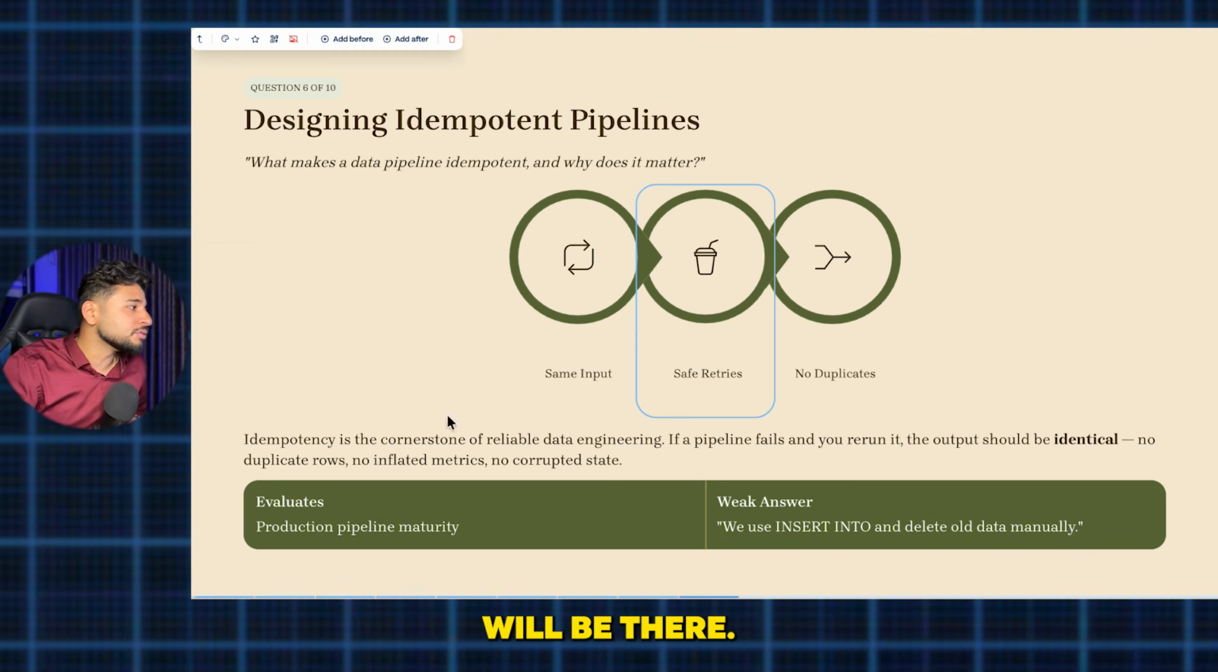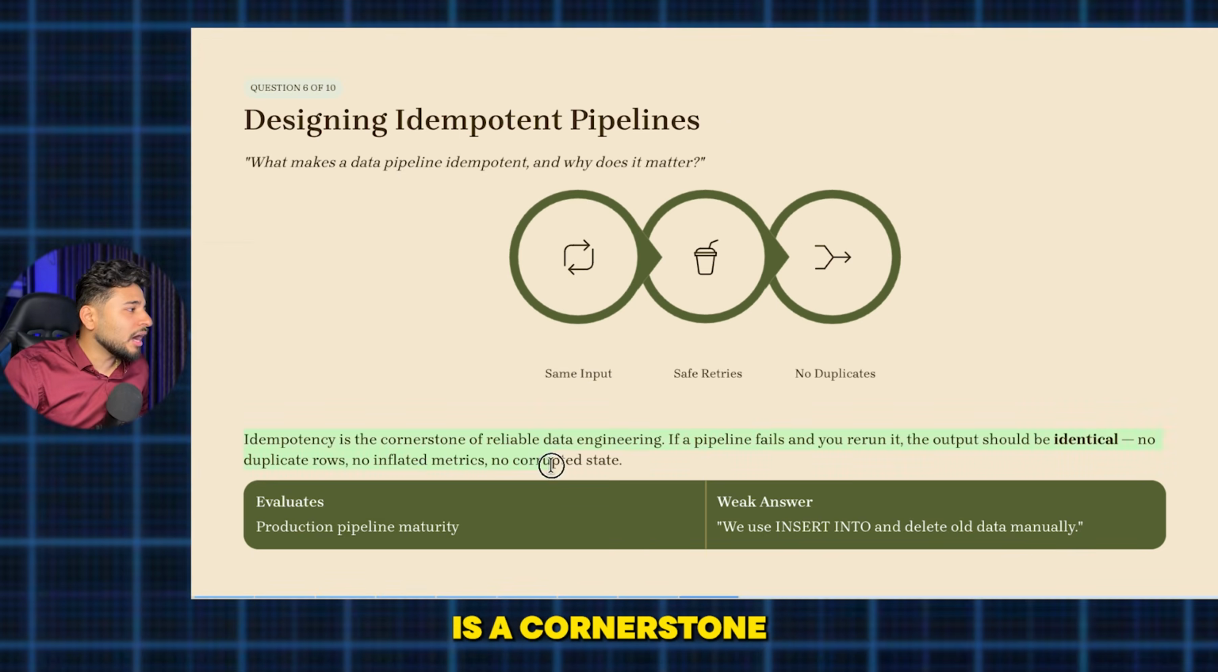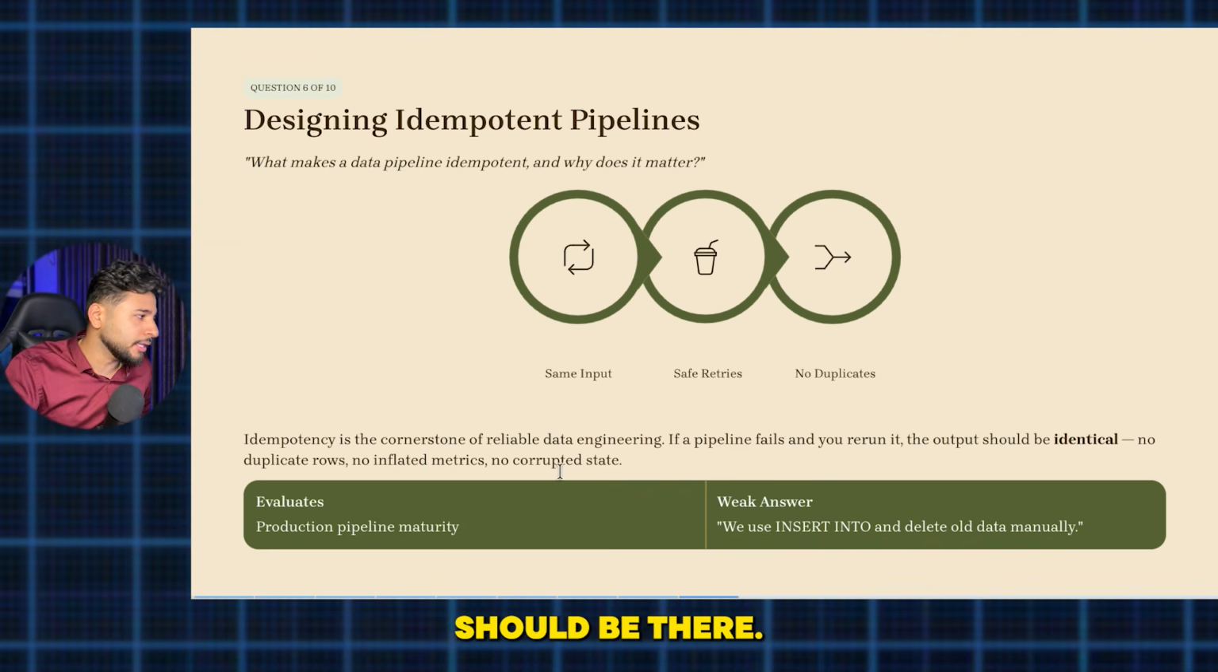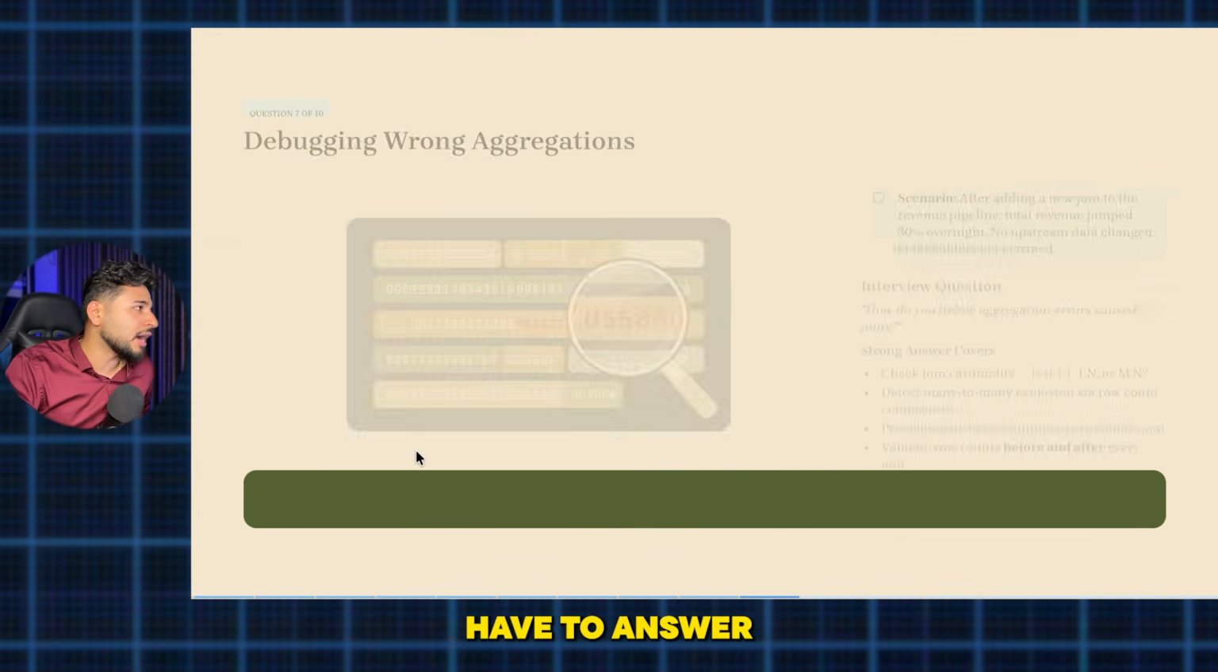Safe retries will be there. Idempotency is a cornerstone of a reliable data engineering pipeline. If a pipeline fails or reruns, the output should be identical, no duplicate rows should be added, no inflated metrics and no corrupted state. That is called an idempotent pipeline. Definitely this is how you have to answer.